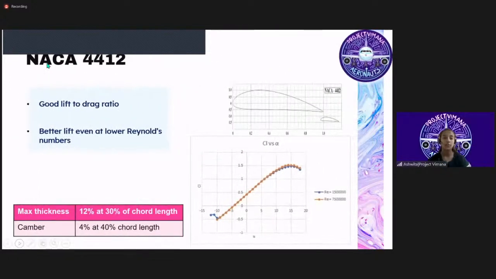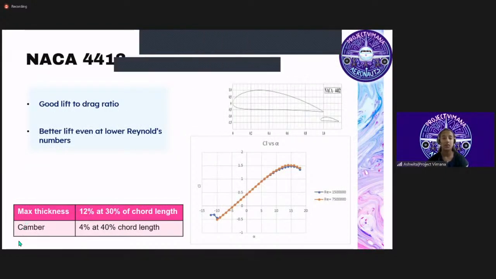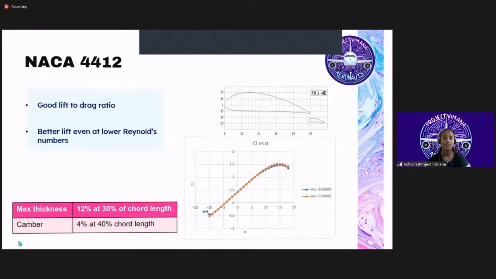Next comes the NACA 4412. As you can see from the graph, there's good lift to drag ratio and better lift even at a lower Reynolds number, as the blue line almost overlaps the orange line. Next slide.